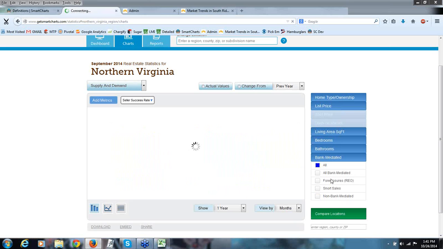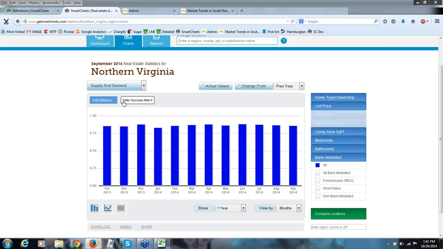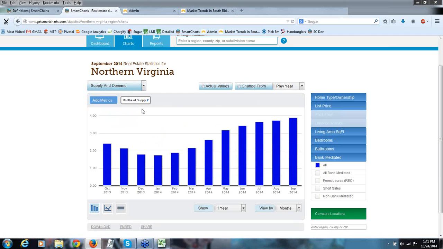It's 1:41, so I want to leave time for questions if you have any. But the last thing I want to show just on the supply and demand side is months of supply. This is the new metric in RBI Expert. Again, like I said, 4 to 6 months is generally considered balanced. Even though inventory is coming back in Northern Virginia, we're still in a seller's market.